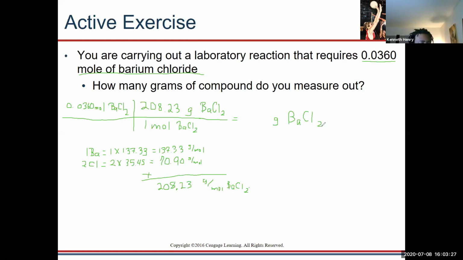Okay, what is your answer? 7.50 grams. And that's going to be barium chloride too, right? Yeah, that is correct. Piece of cake so far. And this is when it's asking for grams of a compound, right? Yep. Or they'll just say of that particular compound that you're looking for. Yes. Okay, cool.